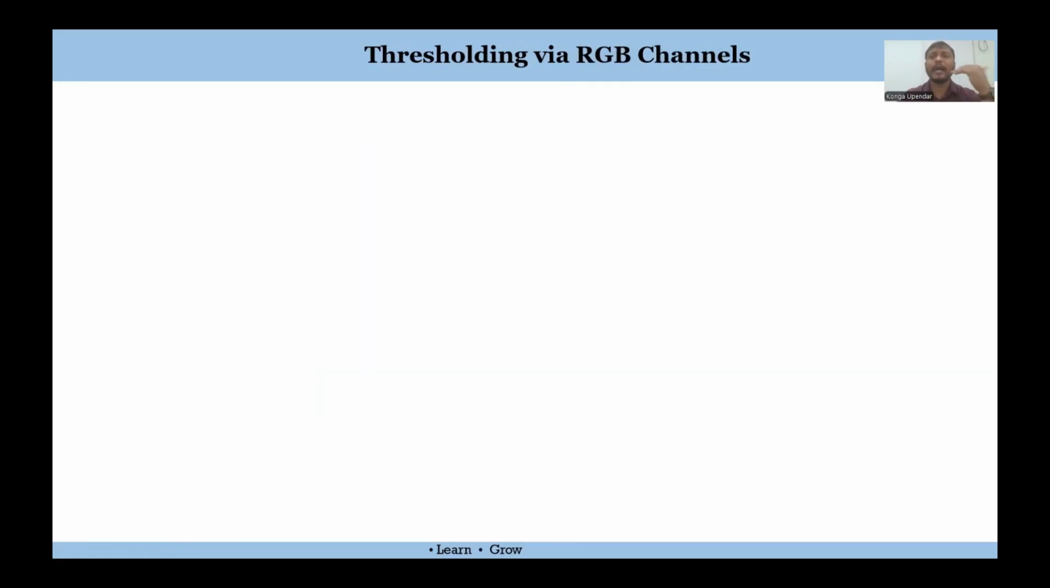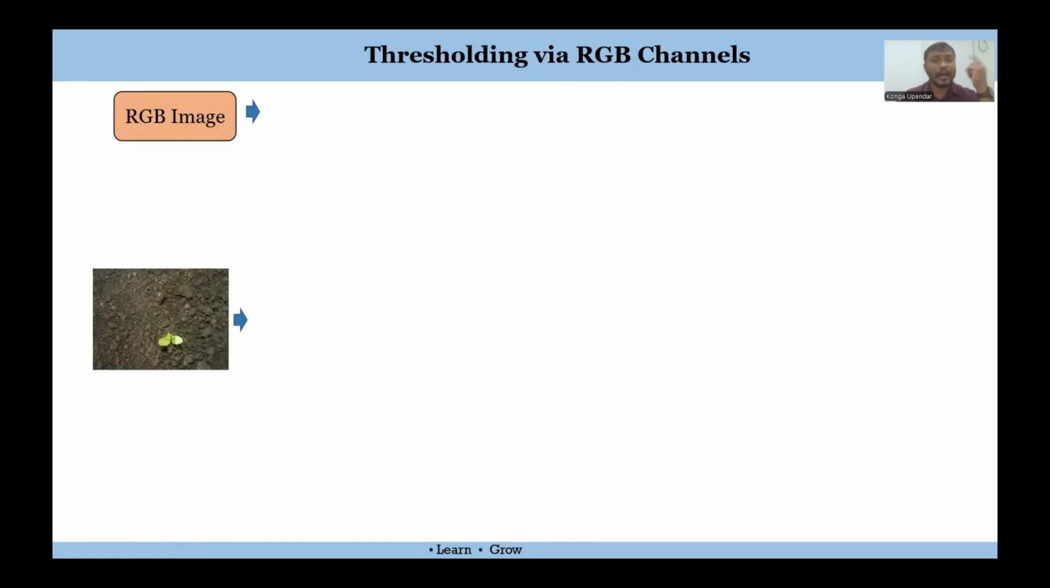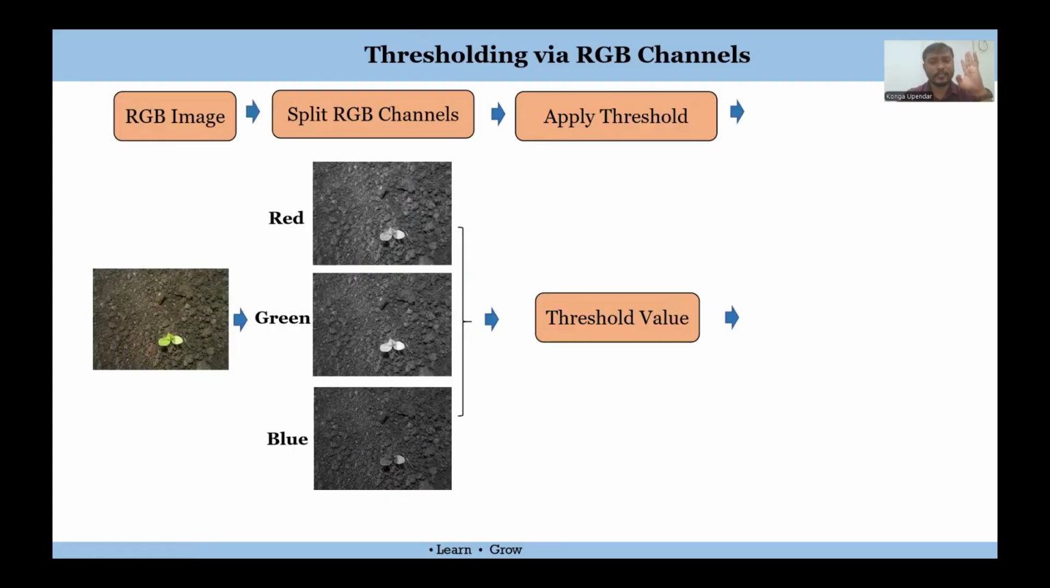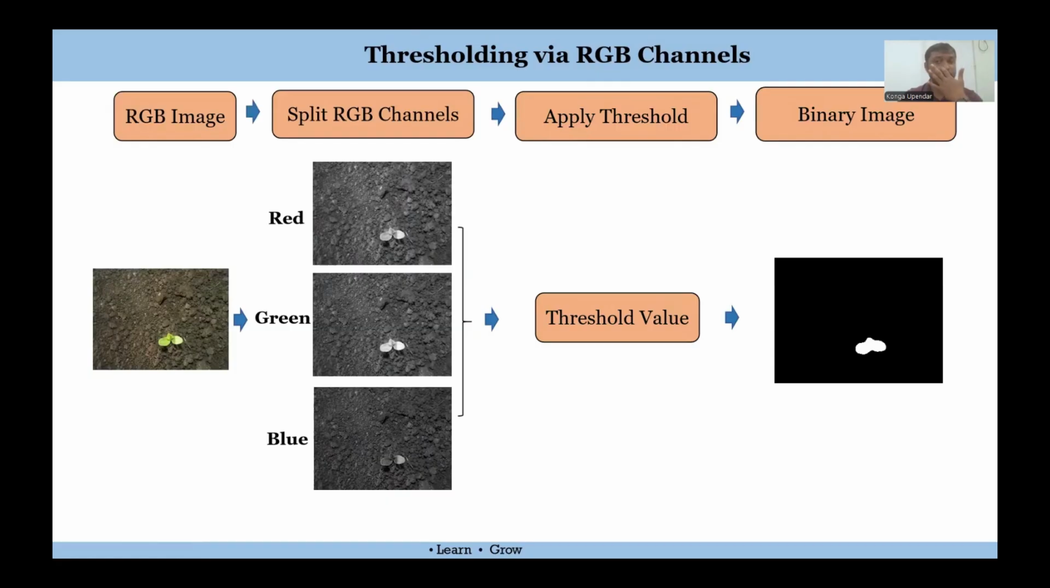Now we'll see thresholding via RGB channels. As I said in the previous slide, with grayscale we apply the threshold on a single channel. But in the case of RGB, we can apply the threshold on three channels: red, green, and blue. We can use at least one channel, two channels, or all three. If you want to use three channels, we need to optimize three threshold values. Next, we apply the threshold values and get the binary mask like this.